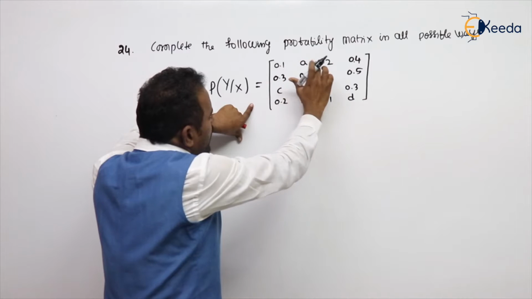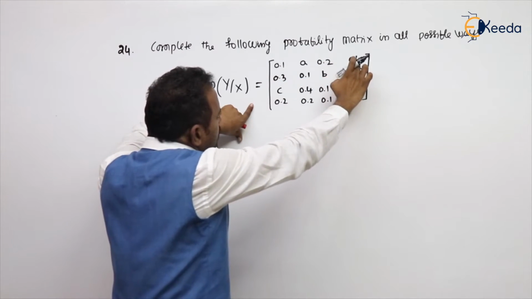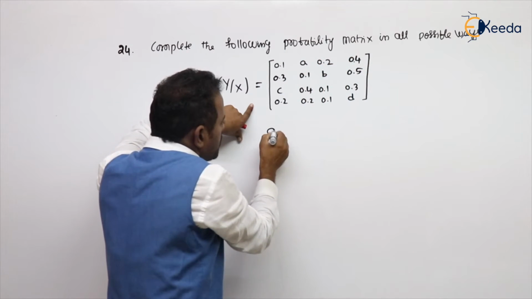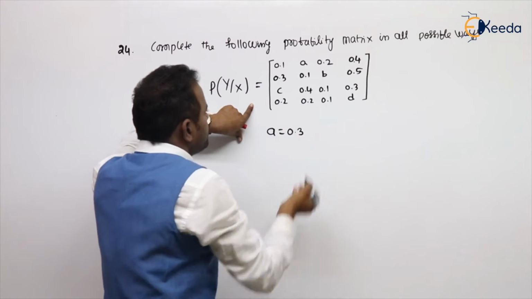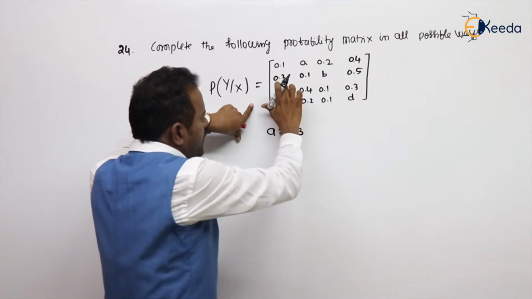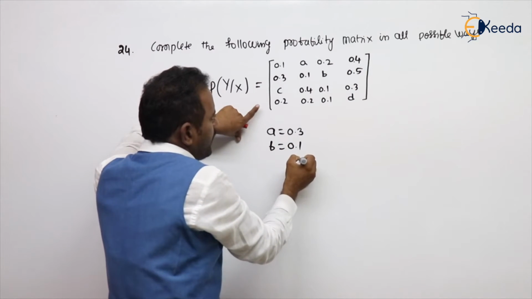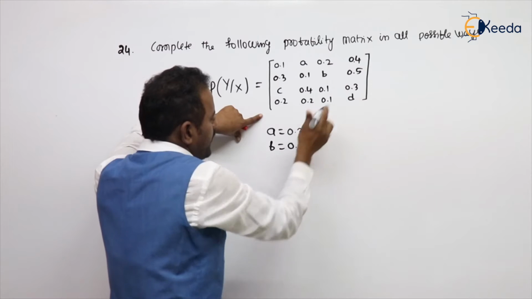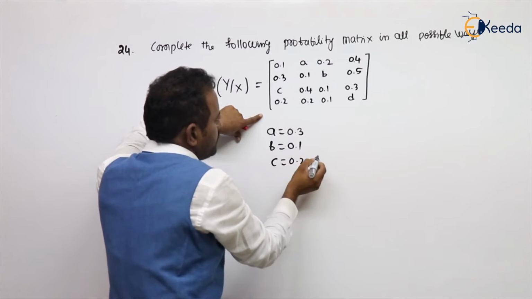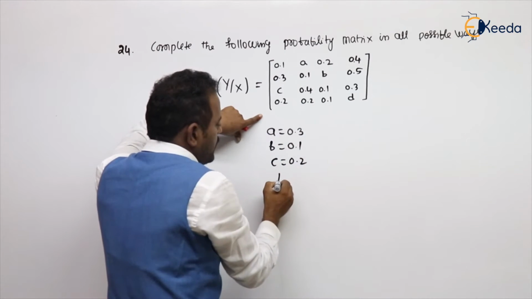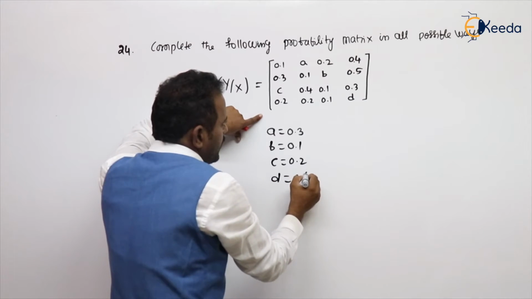What is this value? 0.1, 0.3, 0.7, so the remaining A should be 0.3. Next, second row, 0.4, 0.9, so B should be 0.1. Here, 0.5, 0.8, so C should be 0.2. Here, this is 0.5, so D should be another 0.5.